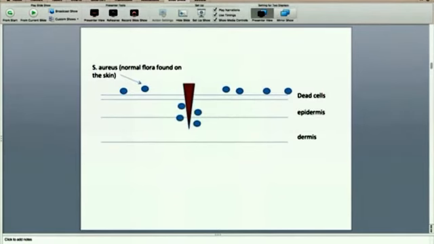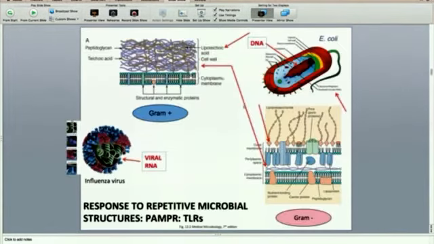Now, if there's a splinter that breaks that skin, then the Staph aureus gets to go inside, past the barriers, and into the body, and then comes into contact with the cells in the epidermis and the dermis. In the epidermis, you have keratinocytes, which are a specialized type of epithelial cell.